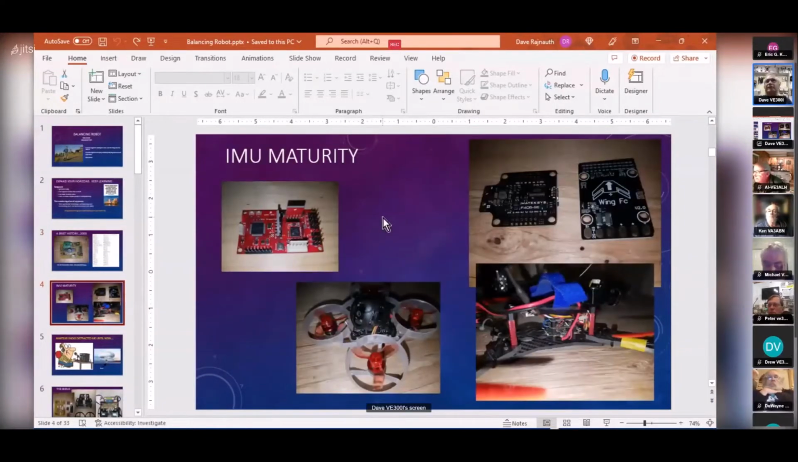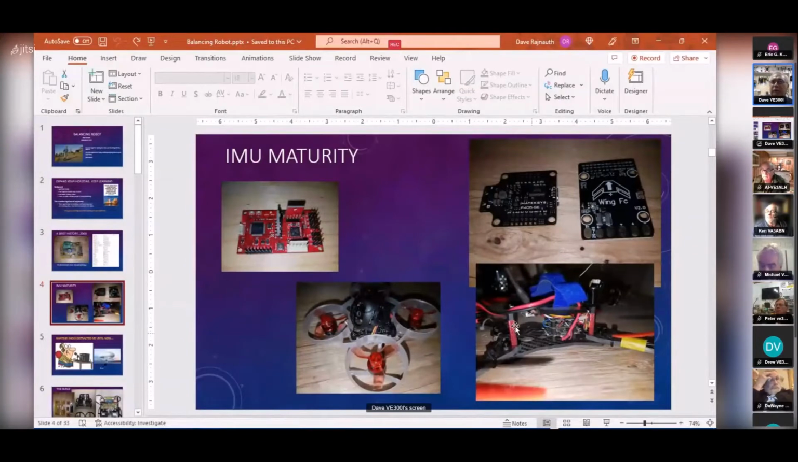Since then, the whole IMU market has matured. This came out shortly after I was working on it. It's one of the first IMU boards that got developed, and it came out from SparkFun. SparkFun developed this board, they had software for it, and they were selling it circa 2010, 2011-ish. Today, there's a ton of these IMUs around, and I got back interested in it.